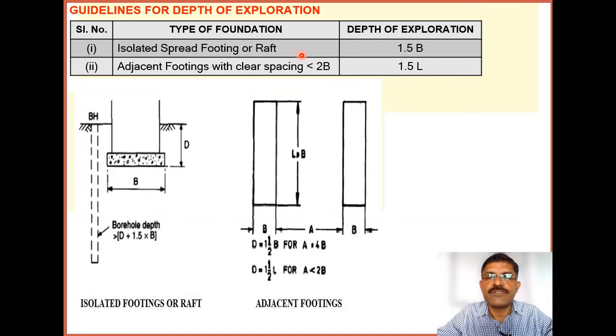For isolated or spread footing, the depth of exploration is 1.5 times B. B is the width of the footing. For adjacent footings with clear spacing less than 2B, the depth of exploration is 1.5 times.